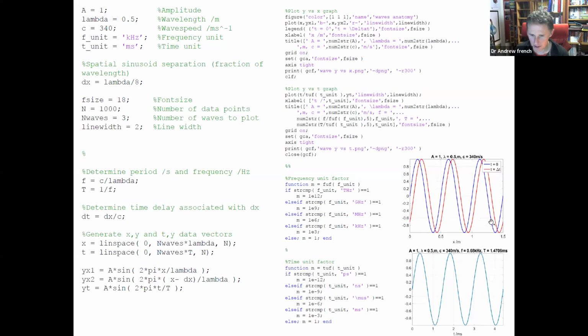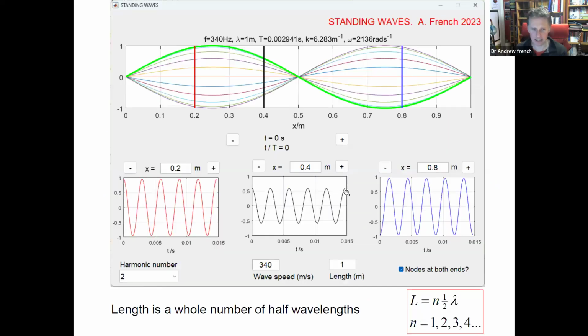And notice in the corner, I've got a title here. So I've got whatever my inputs are, my amplitude, wavelength, wave speed, and then things I've calculated, like the period here being 1 over f, and the frequency 1 over the wavelength. That can be calculated and put in your title, so everything's kind of automated. So there we are. The second thing we're going to do is look at standing waves.